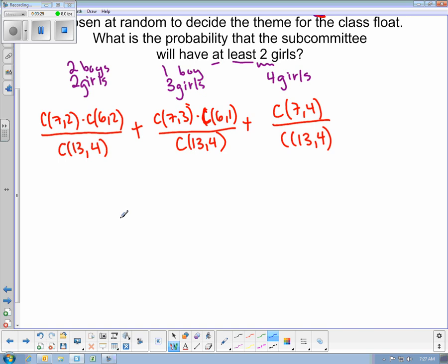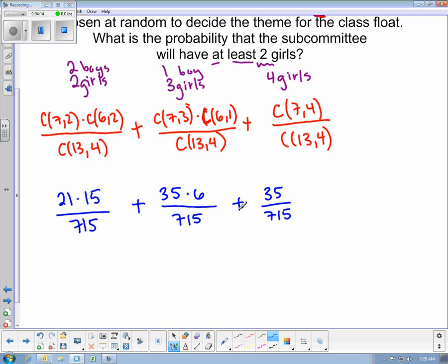So I'm going to go through and find all of these in my calculator. The first one, C of 7 choose 2 is 21. C of 6 choose 2 is 15. And you can type some of these into your calculator as well just to check and make sure you're doing it right and you know where to find stuff. The bottom, C of 13 choose 4, is 715. Then the second one, C of 7 choose 3 is 35, and C of 6 choose 1 is just 6. There's only 6 ways you can pick 1 boy from 6 boys. So that one's just going to be 6, 715 on the bottom again. And then 7 choose 4, that's the only one on the top there. That's going to be 35 again as well.